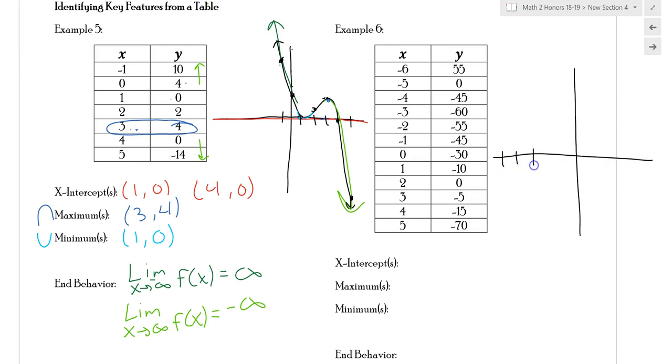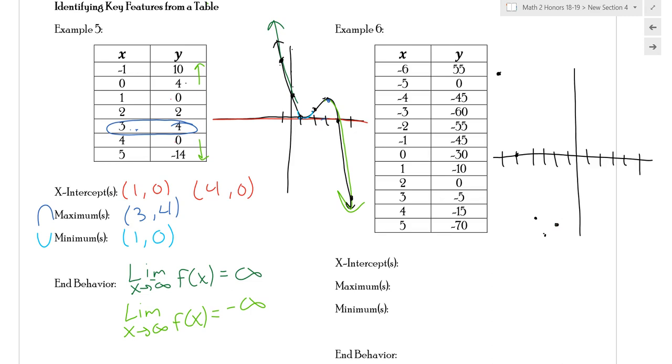Negative 6, negative 5, negative 4, negative 3, negative 1, 1, 2, 3, 4, 5. So again, it starts with negative 6, 55. So it's all the way up at the top, let's say. Negative 5, 0. Then it drops down to negative 45, so we'll drop down. And then negative 60, so even more. And negative 55, so up a little bit.